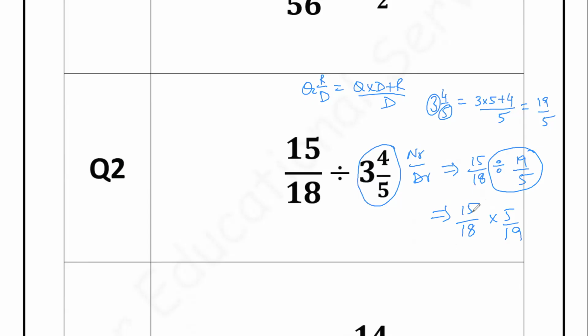So we know that 15 and 18 are both multiples of 3, 3 into 5 and 3 into 6. And then we rewrite it as 3 into 5 into 5, 3 into 6 into 19, 3 and 3 go. So my answer is 25 over 19.